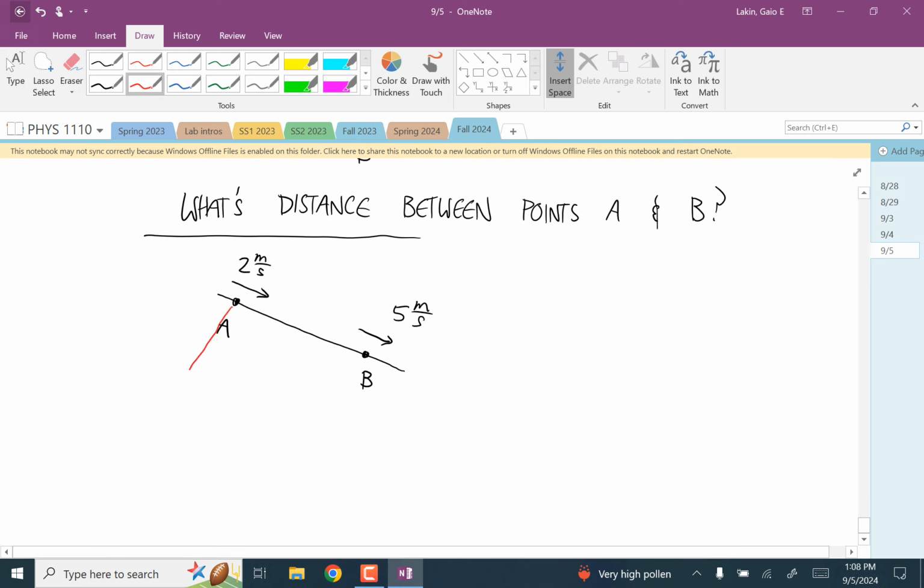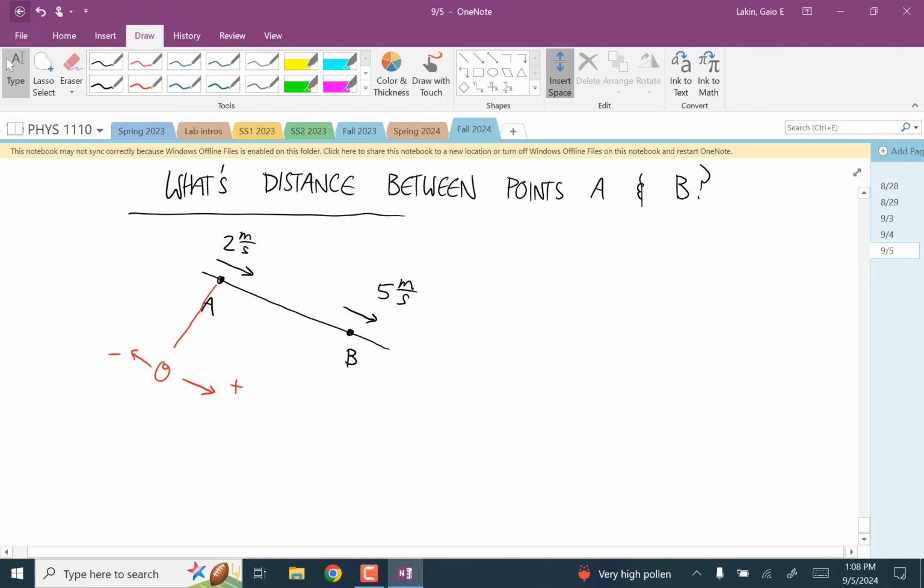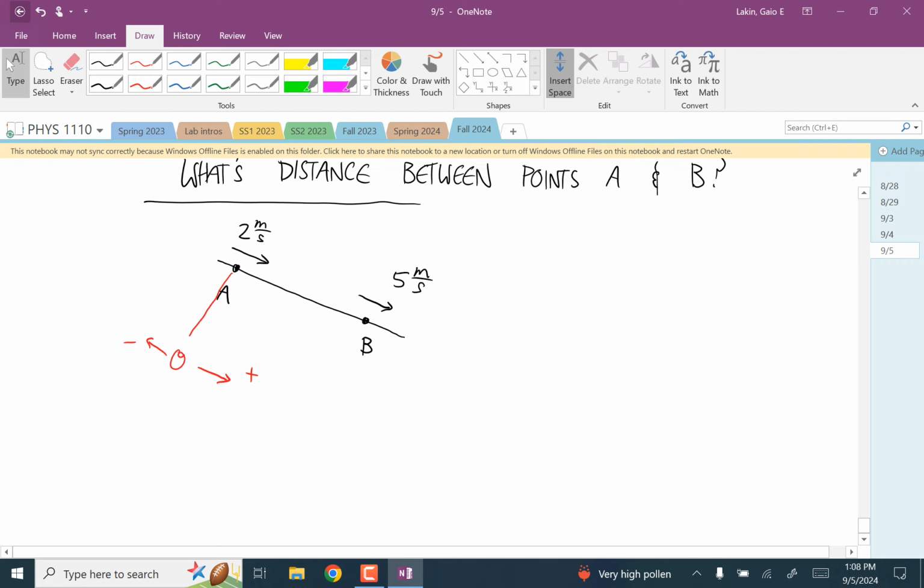Negative is this way. Okay, so here's the choices of positive direction and negative. And now, what do we want to choose as our instance when we turn the stopwatch on and off? So when do we want to click the stopwatch on?